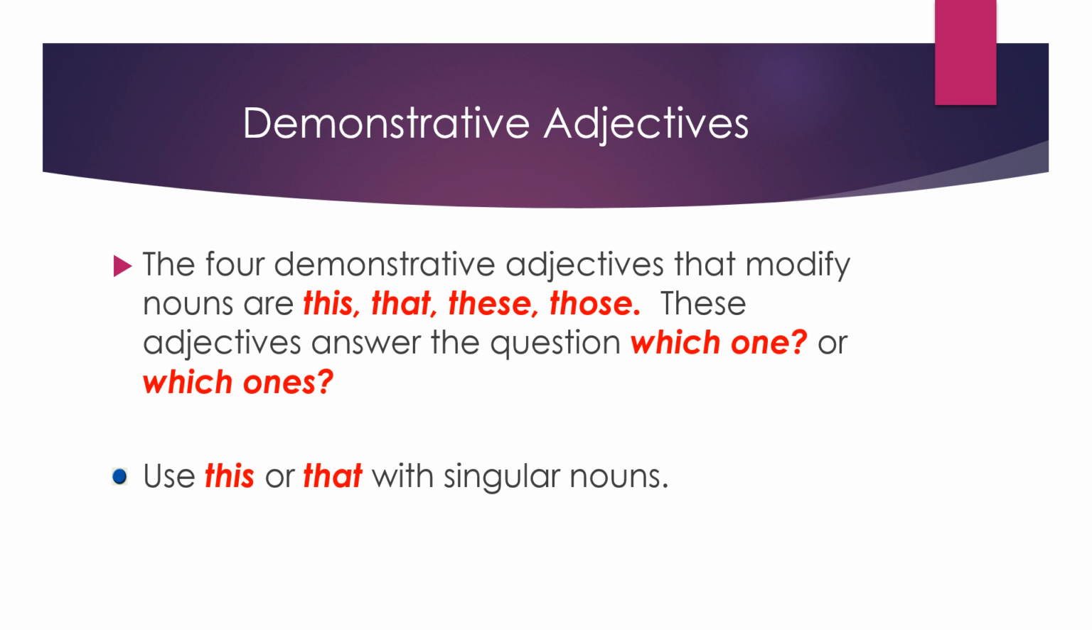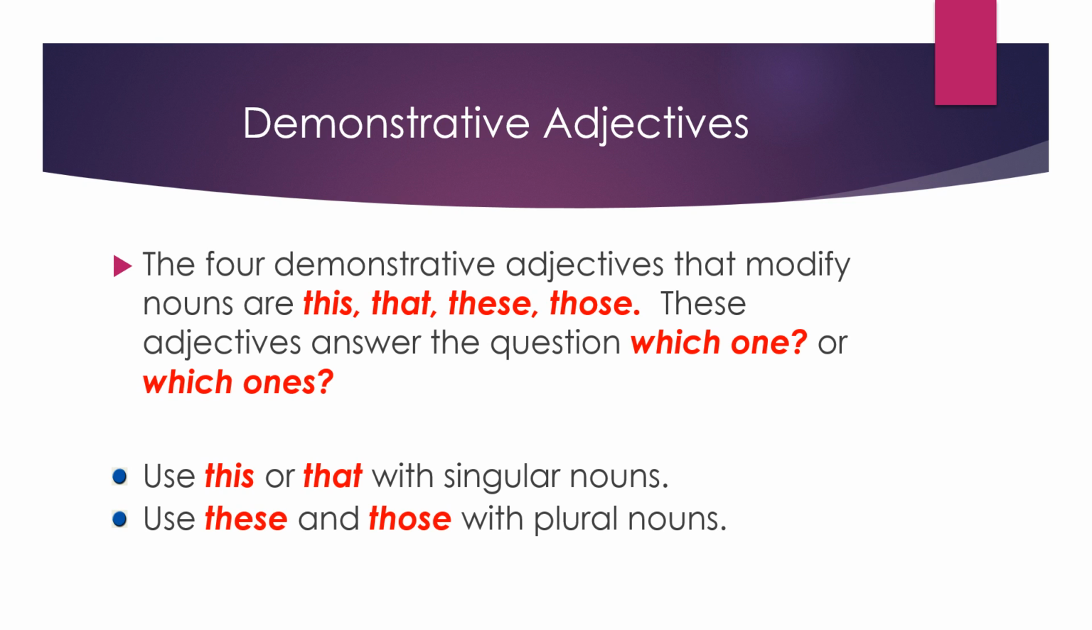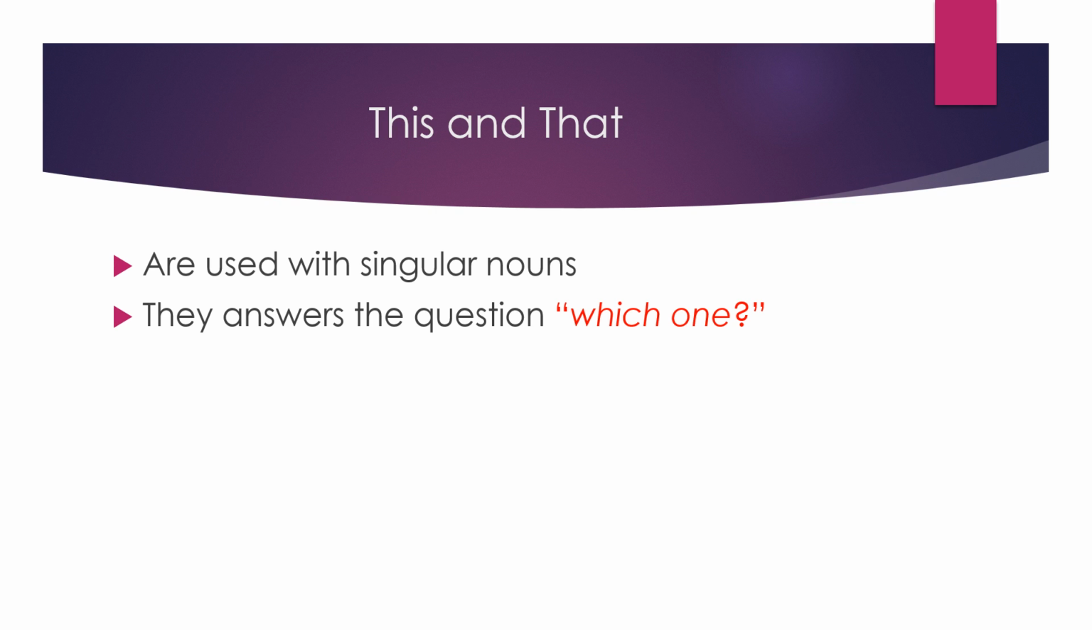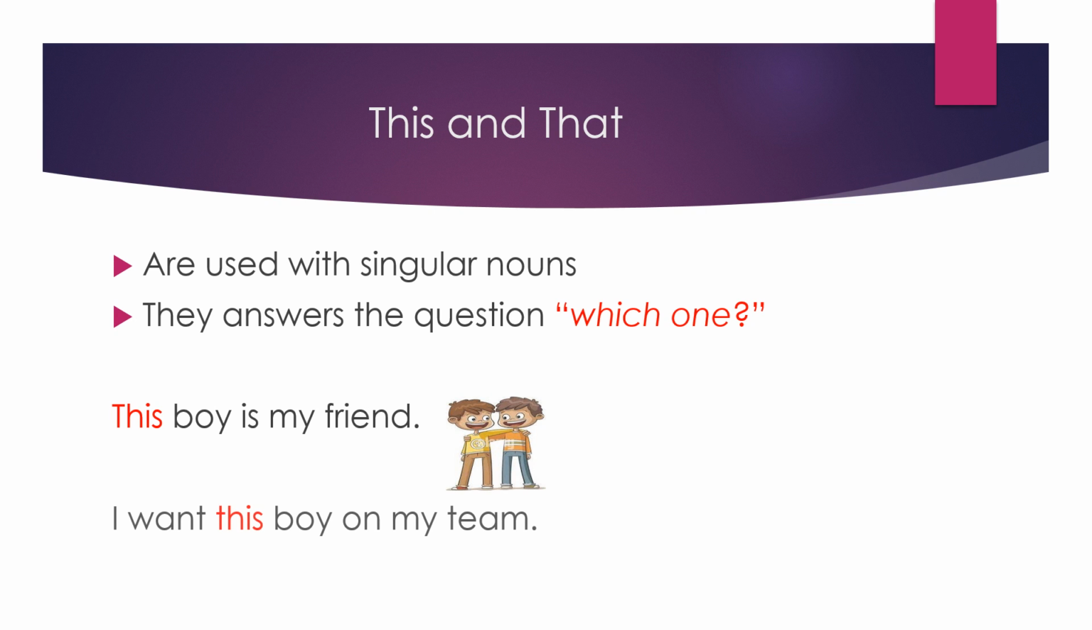First of all, we're going to be taking a look at this or that. They are used with singular nouns, and these and those are used with plural nouns. So we take a look at this and that. They always answer the question which one. So you say, this boy is my friend. Then you can ask which one. You say, this one. I want this boy in my team. Which one? This one.